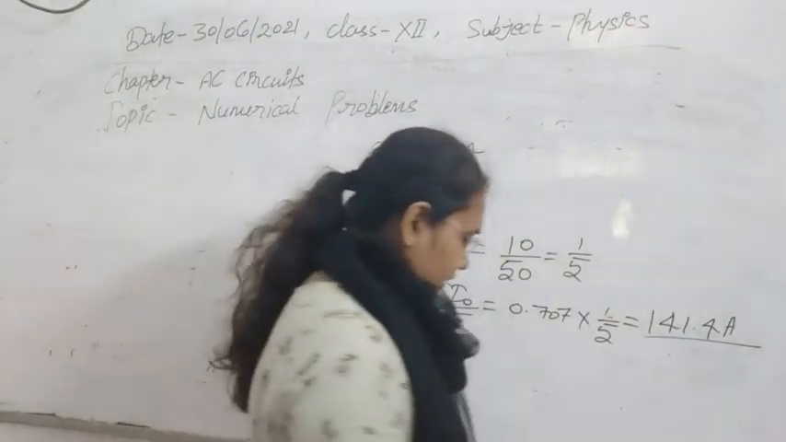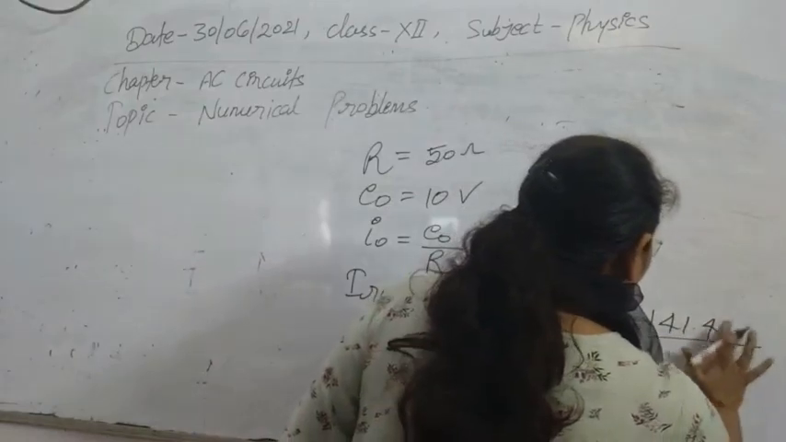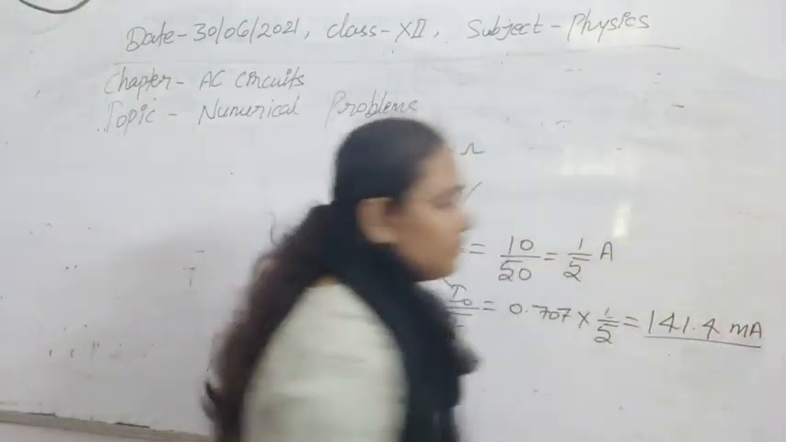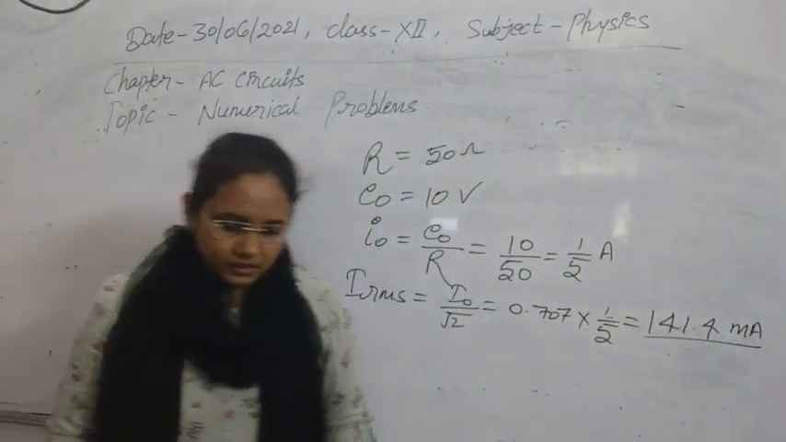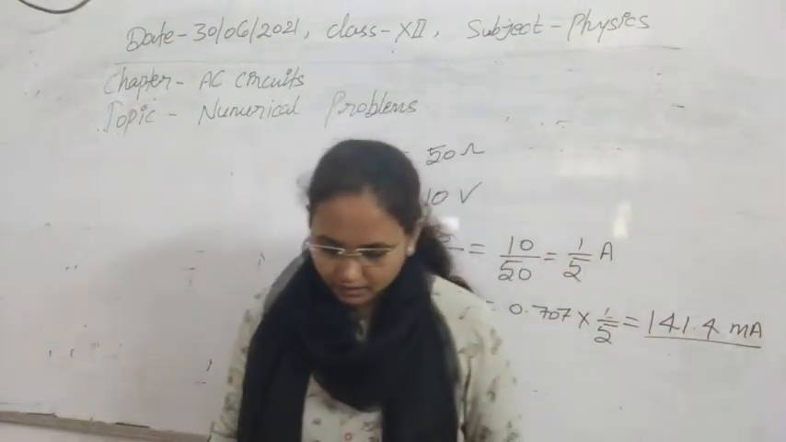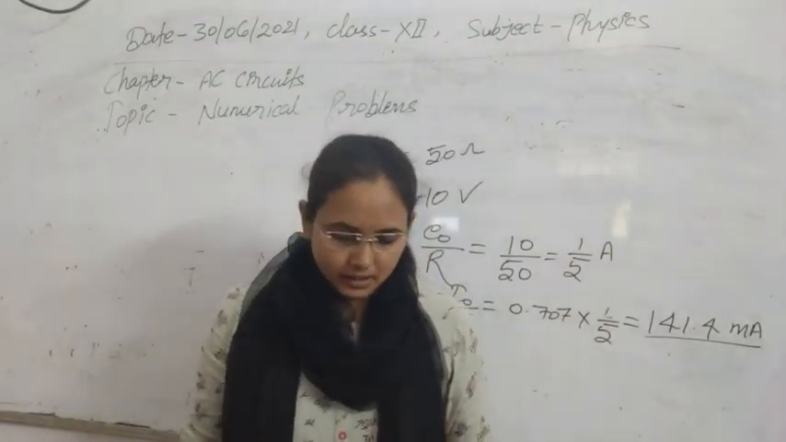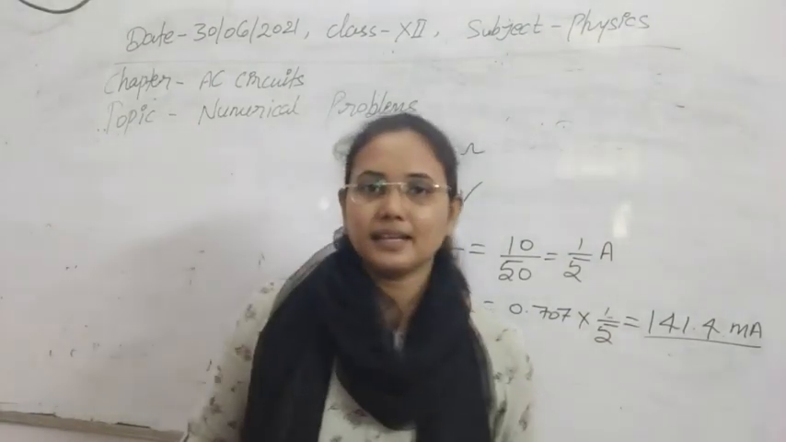One more thing here: this will be obtained in milliampere, not ampere. Next, one more question is contained in the same problem. It is given, if the voltage frequency is 100 Hz, then write the equation for the instantaneous current.